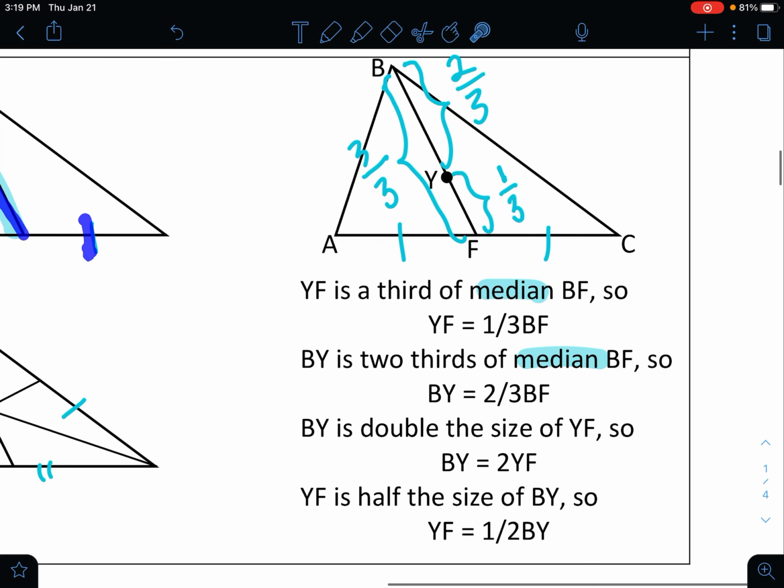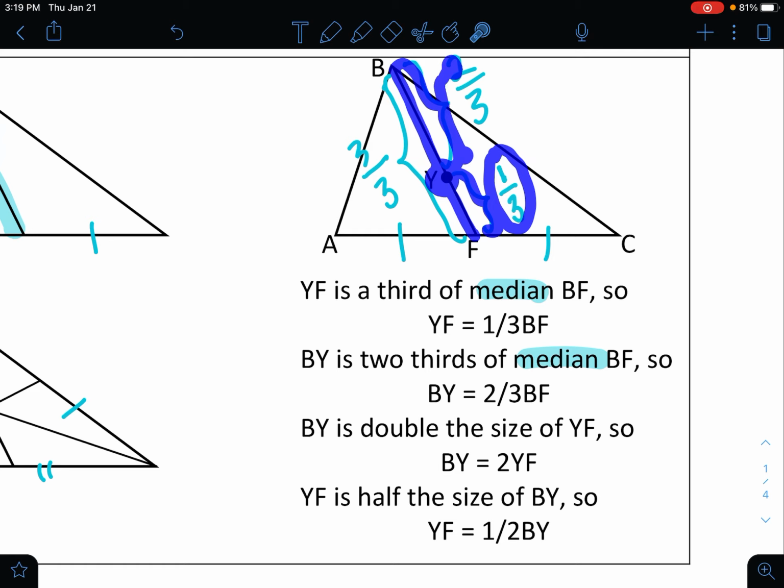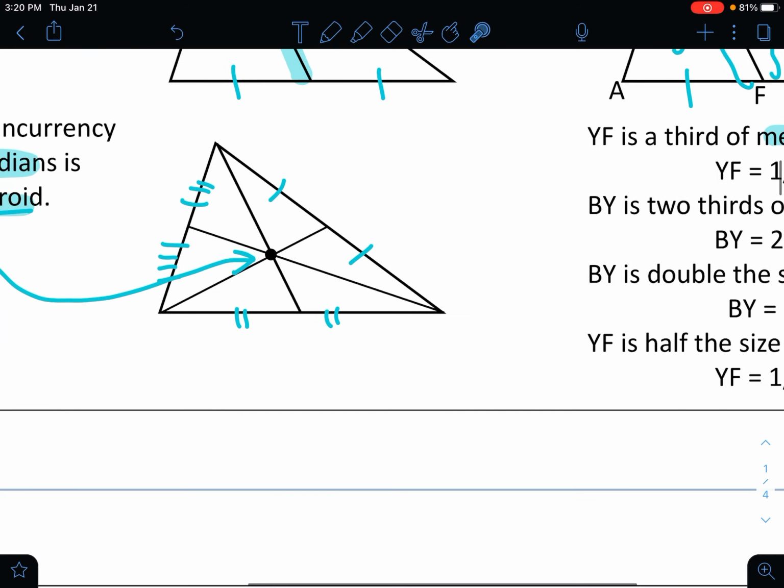Something really important to note about medians, and centroids rather: if BF is a median and Y is a centroid, the distance from Y to F is 1/3 of the entire median, and from B to Y is 2/3 of the entire median. The whole median would be the whole, or 3 out of 3. We'll talk about that a little more in detail later.